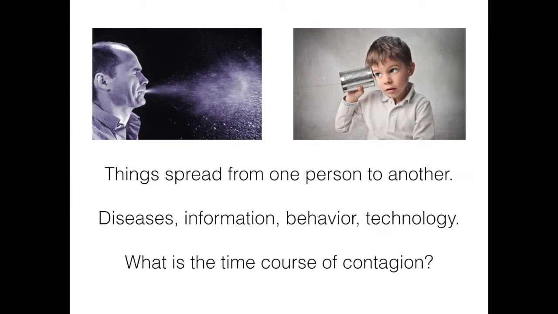So, the basic idea behind contagion is that things spread from one person to another. Diseases for sure, but also information, behaviors, and technologies. Your friends buy a new kitchen appliance, and then you buy the same one the next week. Your cousin starts doing hot yoga, and you find yourself at a Bikram studio a few days later. The question is, what does this look like from a dynamical perspective at the population level? What is the time course of adoption?